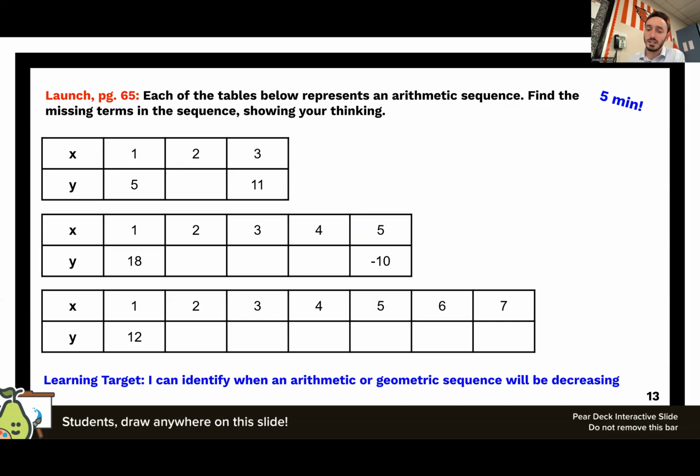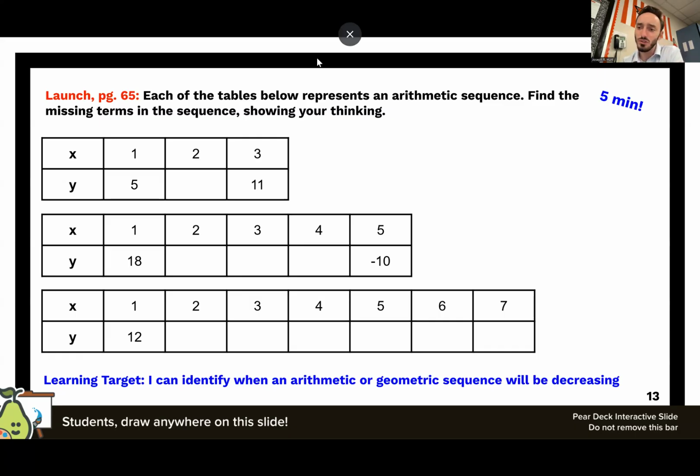Here on this slide in the notes, which is, I believe, on page 65 for you guys, you're going to see some tables where every single one of them is some sort of arithmetic sequence. What you're going to notice is that there are a lot of missing terms in these tables. The topmost table has the first and the last term, but it's missing the middle one. The one below that is missing the three terms in the middle. And this one at the very bottom, I've got to add in that seventh term real quick. It looks like I got a typo.